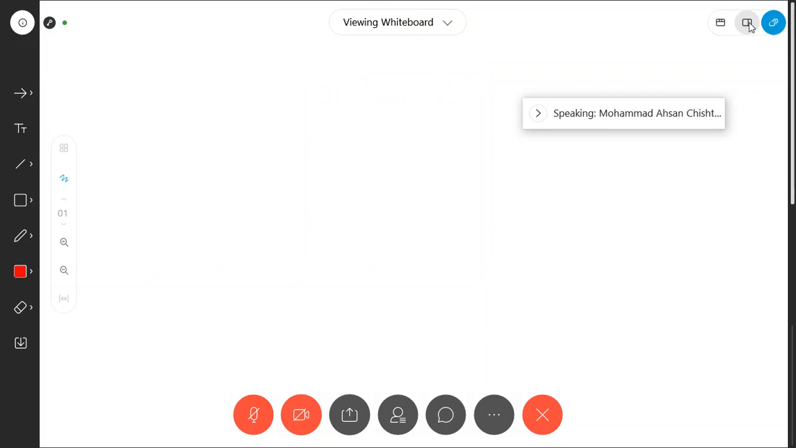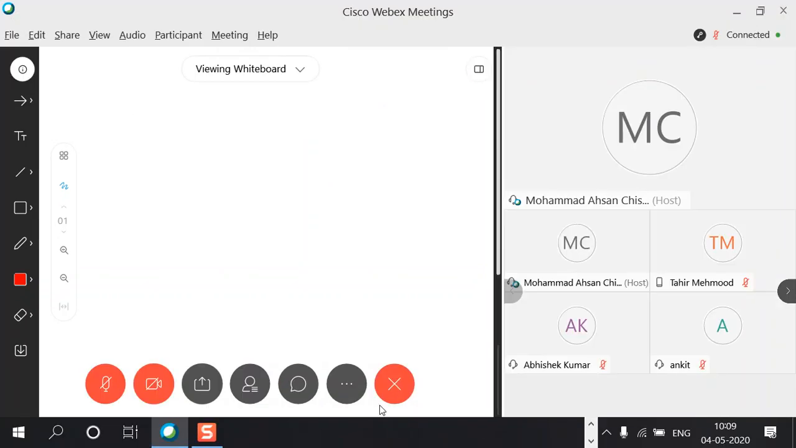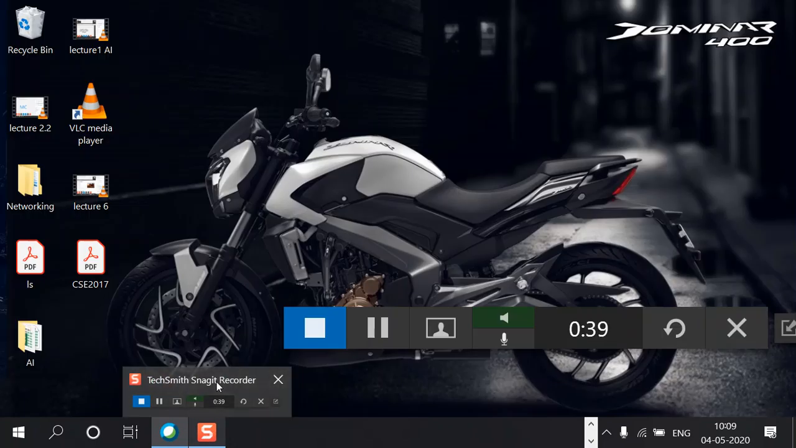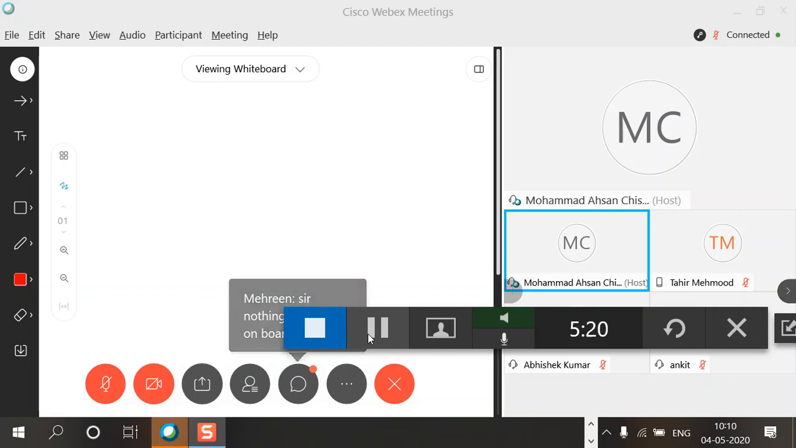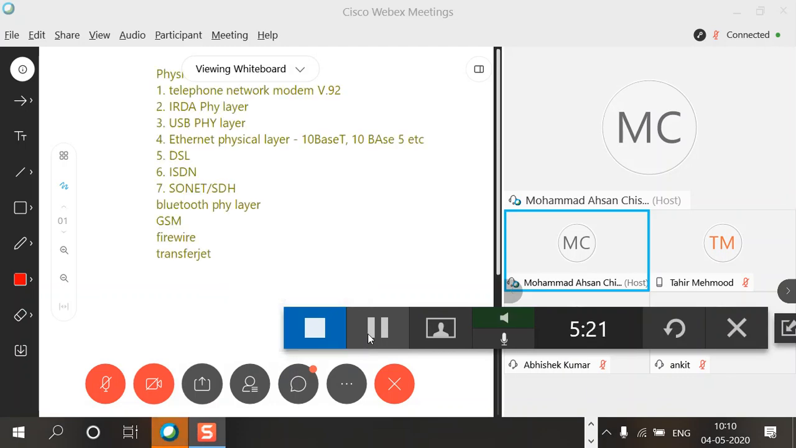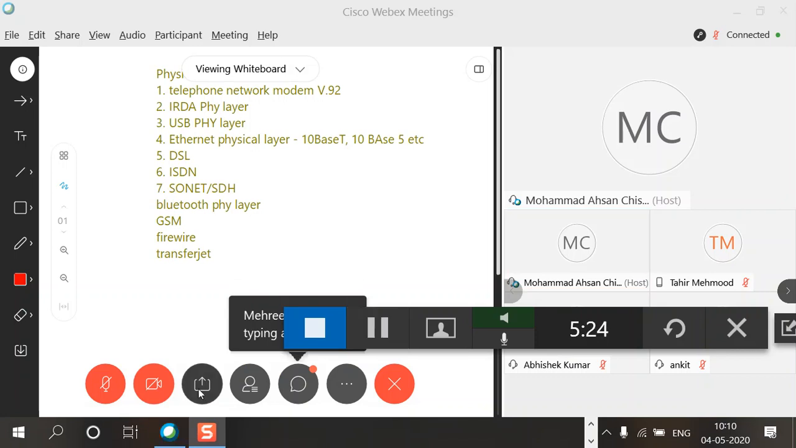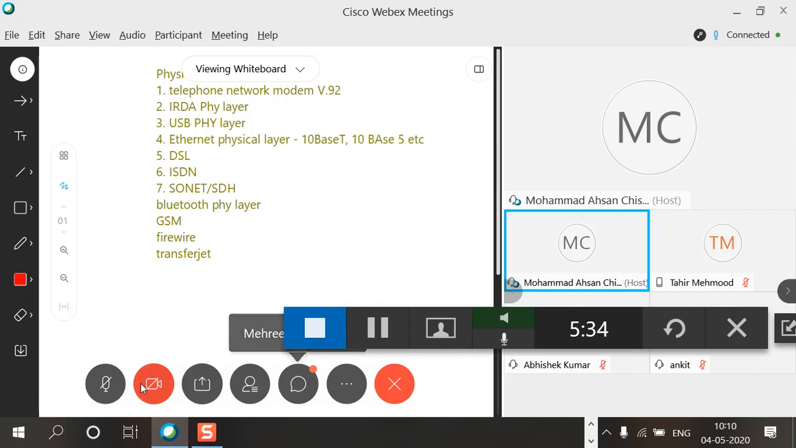So other things also, like for example, Bluetooth physical layer, GSM, Very nothing is visible. How about you, Ramanand? Okay, Marion, it might take some time to get displayed. So whatever is displayed, it's clear?